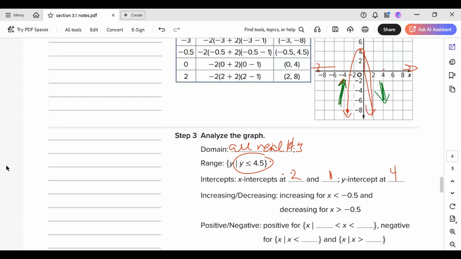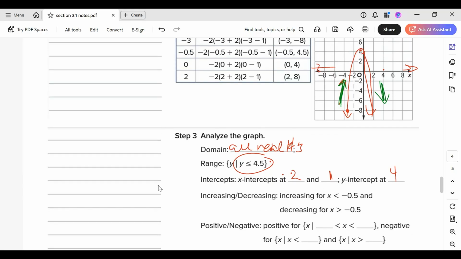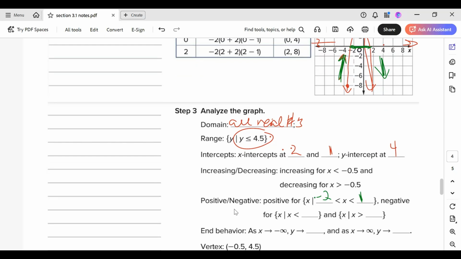Then it asks about the positive and negative regions. So we're going to be positive in between our values from -2 to +1. This is when we're on the positive side of it. So between, x is positive if and only if x is greater than -2 and less than 1. We are negative when x is to the left of -2 or x is to the right of +1.